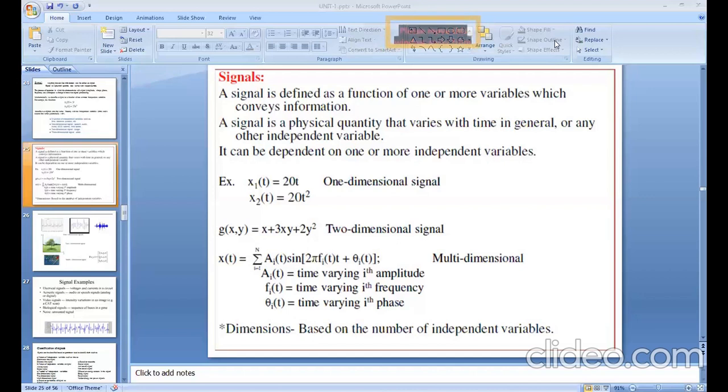Air or wind pressure is a function of four independent variables: latitude, longitude, elevation, and time. These are the four independent variables. Because of these four independent variables, we can say this is a multidimensional signal. Now we look at examples of these signals.